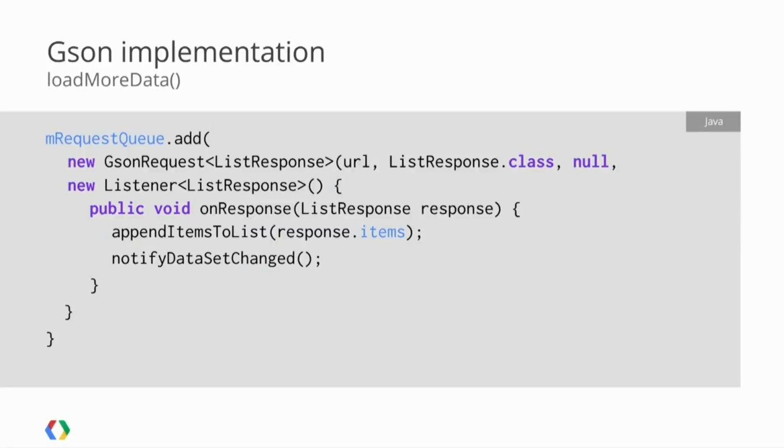OK, let's take another look at load more data with that new cool request we just made. So instead of using JSON object request, we make a new Gson request and pass in the class object of our list response. And then that's it. It's even smaller. We append the items to our backing store and then call notify dataset changed. One cool little thing about this is that it means that the parsing actually happens on the background worker thread instead of in the main thread, like when we do it on onPostExecute. So you get a little bit more parallelism there for free.